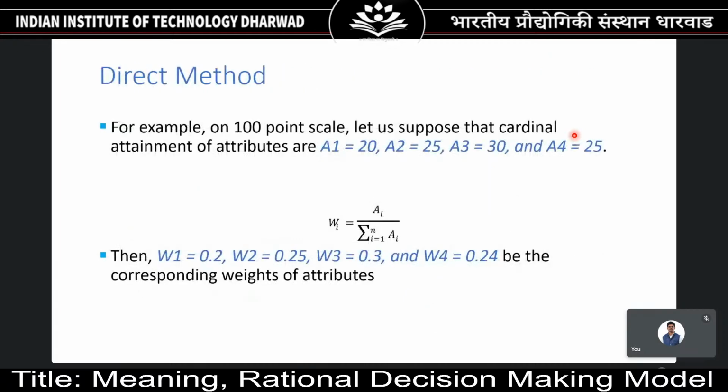So, for example, we want to calculate weights of the brand, cost, power consumption, and rating. In the direct method, I am just giving some examples. A1 is assigned 20, A2 assigned 25, A3 assigned 30, and A4 assigned 25. Here we take a 100-point scale. And what is the weight? The sum of weights is equal to 1. So simply Wi is equal to Ai upon the summation of Ai: 20 upon 100 is 0.2. Similarly, A2 is 0.25, and the weight of A3 is 30 upon 100. This is how we have calculated.